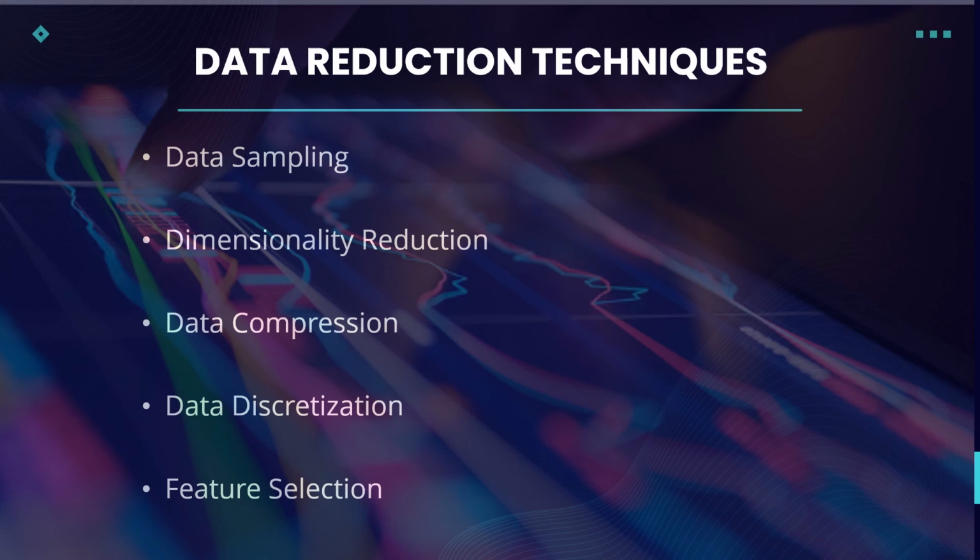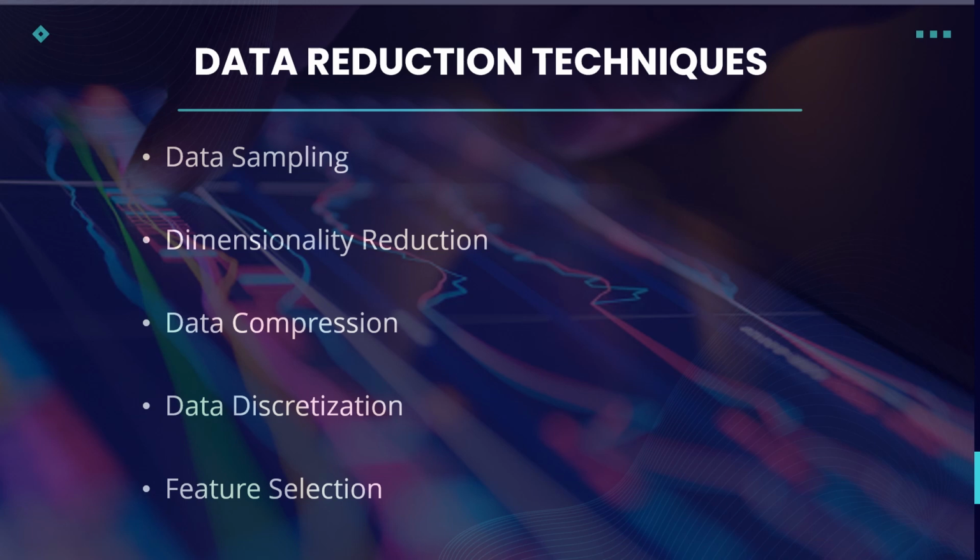The next one is dimensionality reduction. This technique involves reducing the number of features in the datasets, either by removing features that are not relevant or by combining multiple features into a single feature. Then the third one is data compression. This technique involves using techniques such as lossy or lossless compression to reduce the size of datasets.